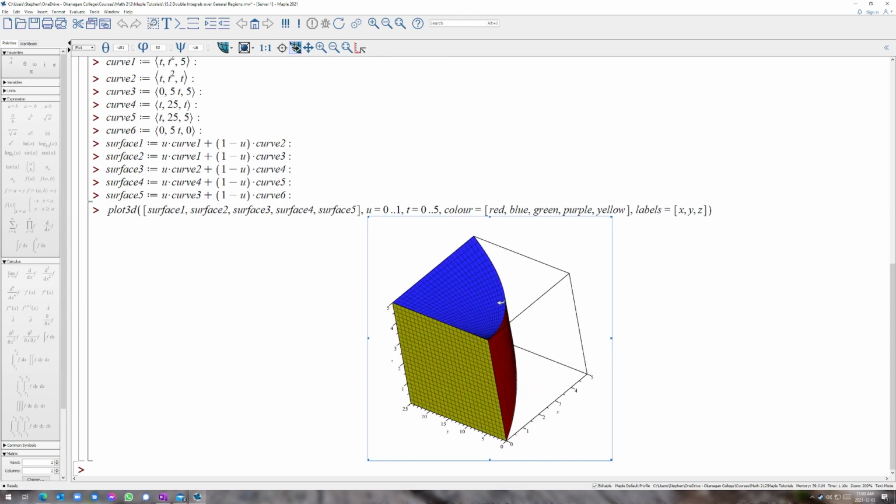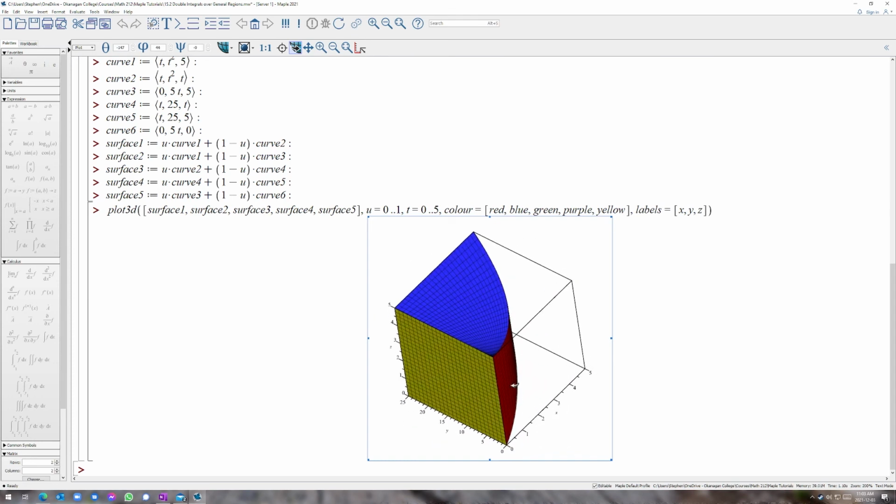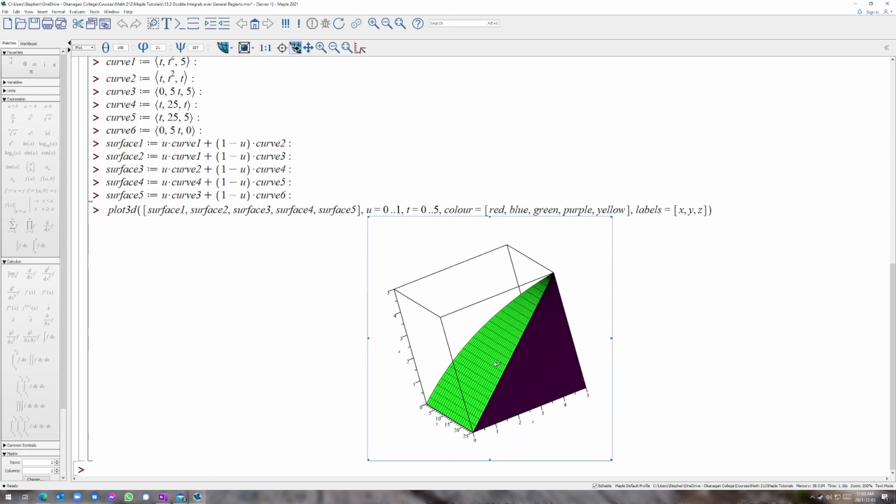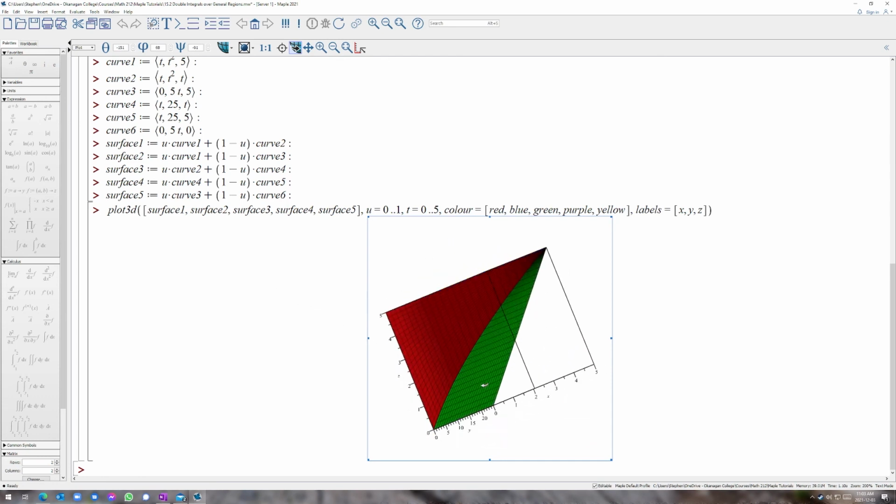And there's our origin again, with our y equal x squared, our x equals 0, our z equals 5, our y equals 25, and down here with our z equals x. And that's what we've just calculated the volume of.